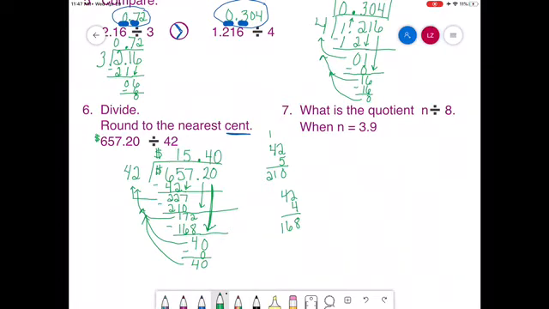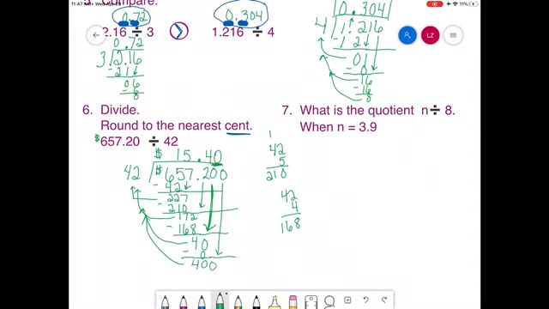No, we are not done. Don't just stop there and say that that's your answer. We have to go to the nearest cent. So we are not going to leave this remainder here. We can't leave a remainder of 40. It didn't come out even. We need to go to the nearest cent. We're going to add a 0. If you add a 0, it doesn't change the value. We're going to bring it down.